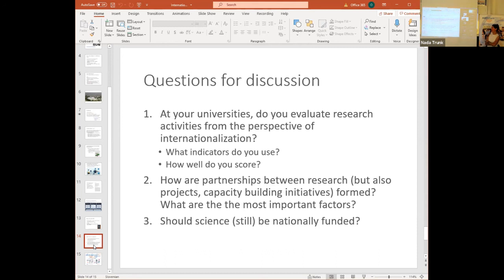But there's a lot of other things we can think about, for instance, just how to measure internationalization in research. I wanted to have some kind of reflection on whether you do that and what kind of indicators you use, and how, of course. I would be interested in hearing how well your universities score and where they could do better. So that's just a self-reflection that everyone can do.